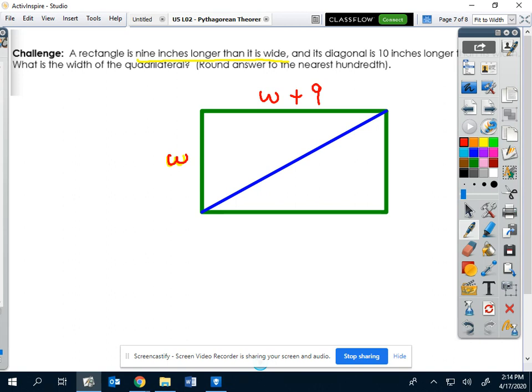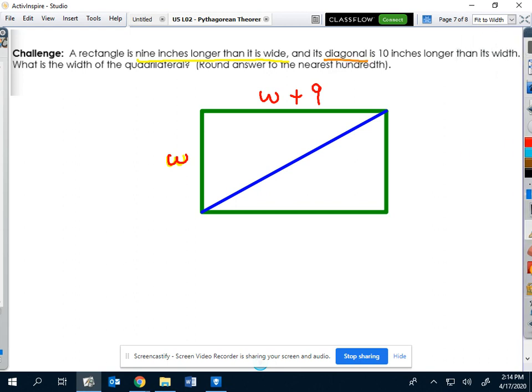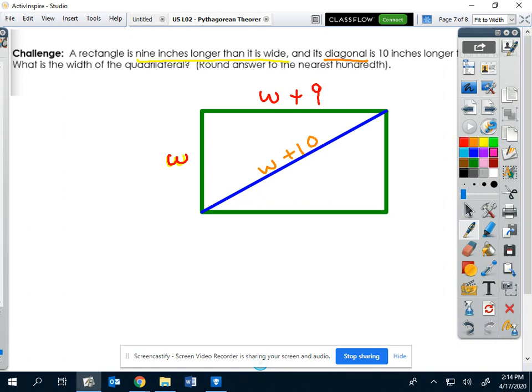And then last but not least, it says that the diagonal is 10 inches longer than the width. So our diagonal here is 10 inches longer than the width. So I'm going to write W plus 10. Now this actually challenges you to go to a whole other level because it creates an equation that's quite intricate. In order to find that W, this is the equation you're going to create.